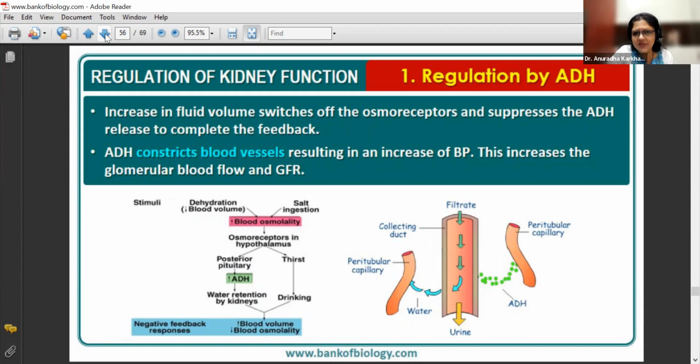ADH constricts blood vessels. See, what is the role of ADH? ADH will constrict the blood vessels, resulting in an increase of the blood pressure. This increases the glomerular blood flow and the glomerular filtration rate. So everything, if you see, is going to be affected in a wrong way. ADH constricts blood vessels, so your blood vessels are going to become small, and increase the pressure of the blood. Blood pressure बढ़ता है.